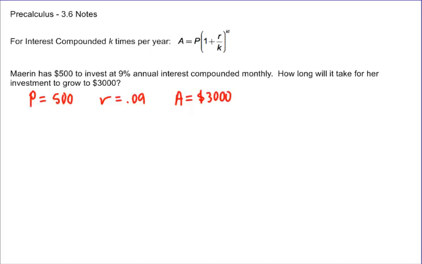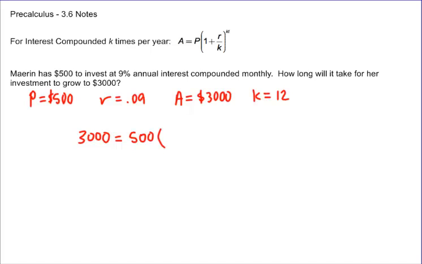And I know that I'm compounding monthly, so K is going to be equal to 12. And let's remember that this is also $500. Okay, so my setup gives me everything except T. So go ahead and substitute all the things in that you need, and we'll see if we can sort out how to get to T. And T is located as an exponent, so this may or may not be a little bit tricky.